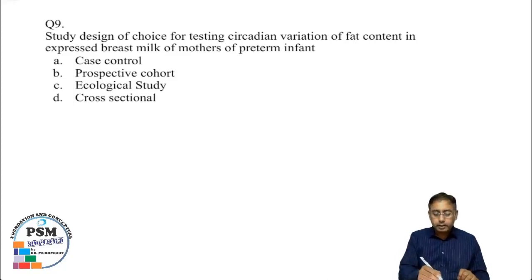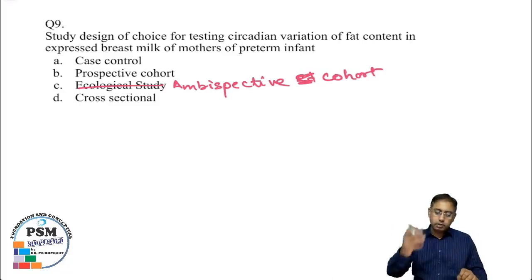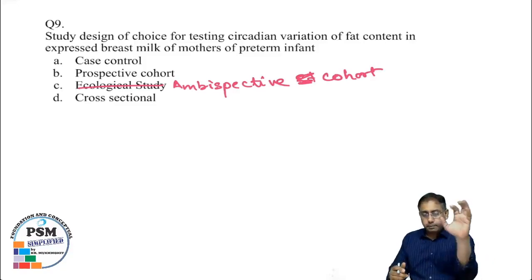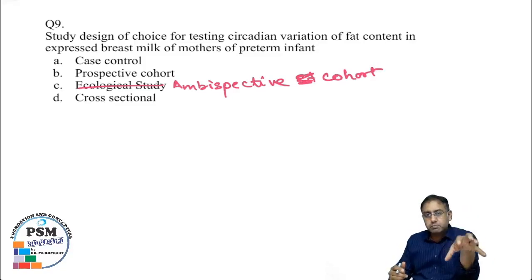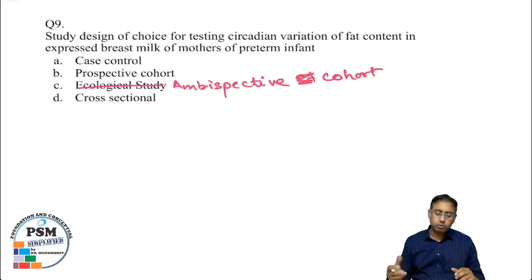So I've got an update that probably this is not ecological, it was ambispective study, ambispective cohort. So this was an option change. So anyways, two schools of thought. Some students were getting confused that why is it not cross sectional, why is it cohort, ambispective or prospective.